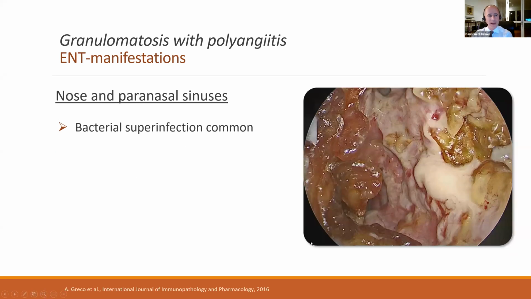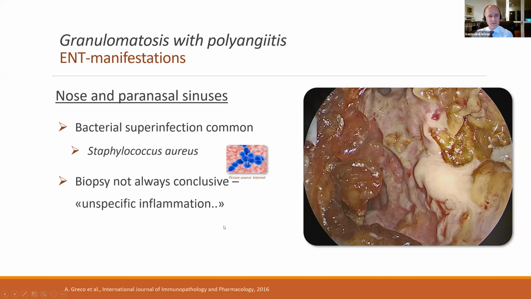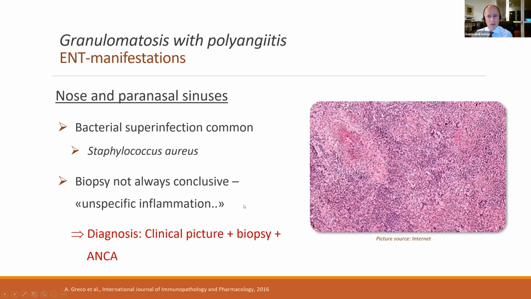Very commonly, we find a bacterial superinfection. And the most common strain that can be cultivated is Staph aureus. I mean, look at this terrible picture of this nose. Biopsy is not always conclusive. Quite often, we are confronted with a histology report of an unspecific inflammation. So, and we heard this very nicely in the previous talk, the diagnosis must be established by A, the clinical picture, B, the biopsy, and C, the ANCAs.